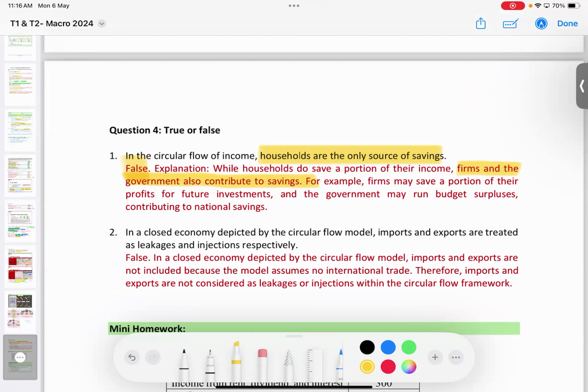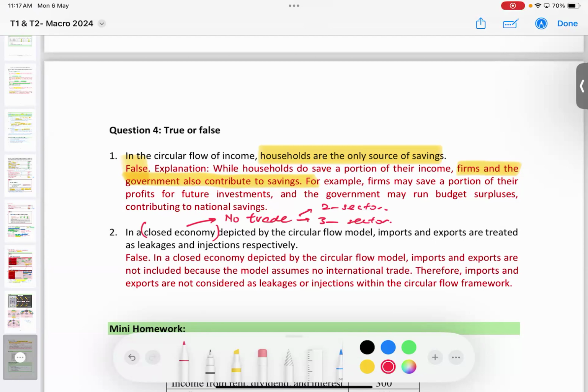Now, in the closed economy depicted by the circular flow model, imports and exports are treated as leakage and injections respectively. Leakage means money going out. Injections means money coming in. Now, closed economy means what? Two sector, or three sector. No trade. Closed economy means no trade.